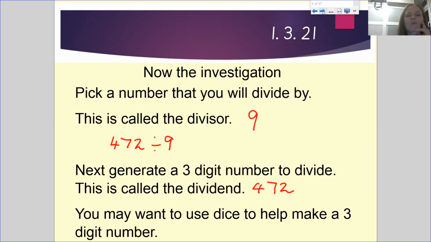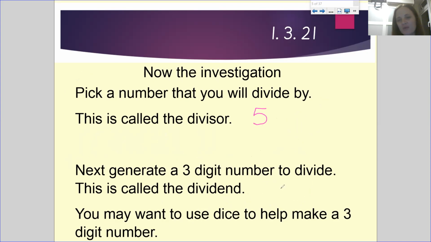Okay. So your investigation is going to look the following way. You're going to pick a number that you are going to divide by. This number is going to be called a divisor. So if I wanted, for example, to divide by 5, I'm then going to generate a 3-digit number that is going to be divided by my divisor.